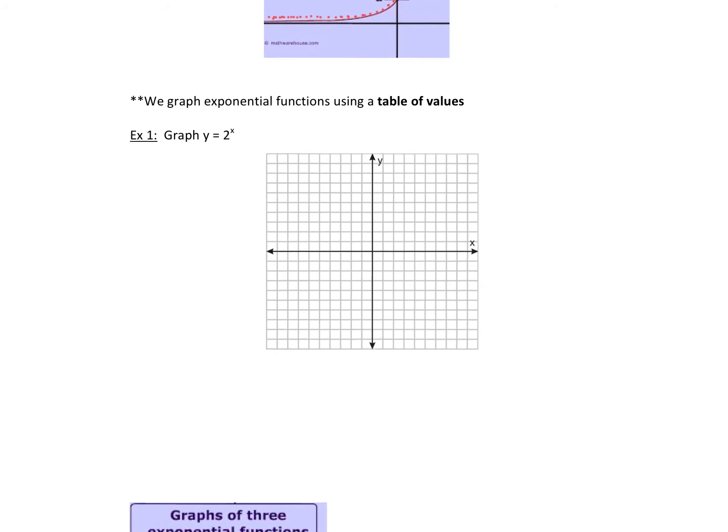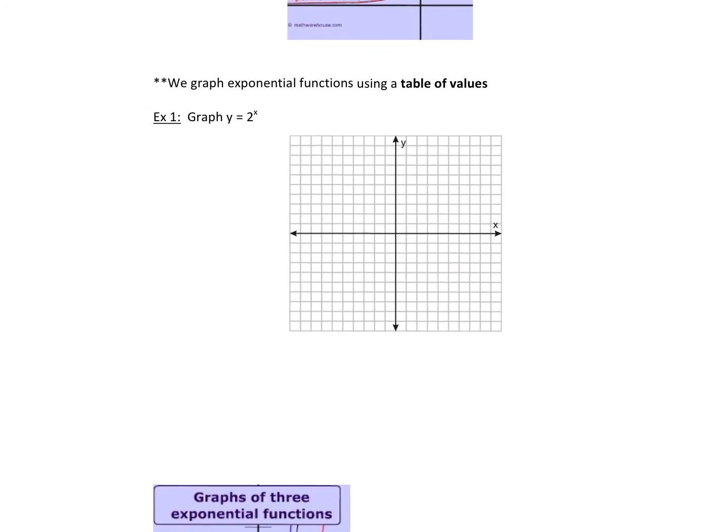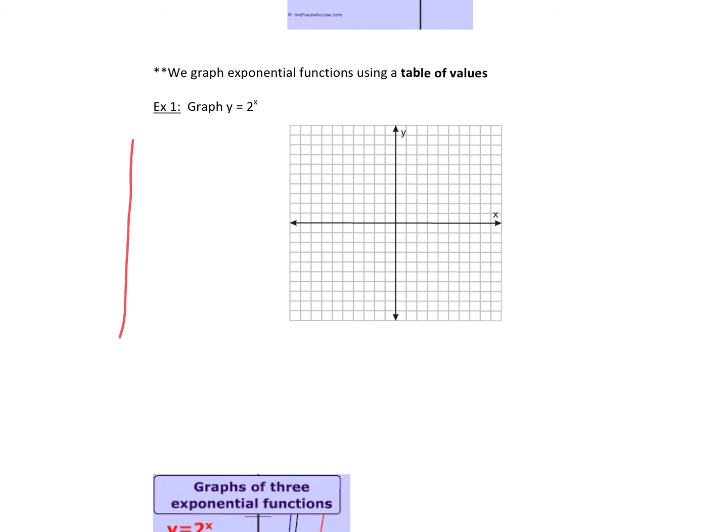To graph these, we're always going to be using a table of values. So for your table of values, I'm going to do 3 columns, 1 for x, on the right for y, and in the middle I'm going to do work. We're going to be using our knowledge of negative exponents and positive exponents to evaluate these. We're not going to be using the calculator for this. It's actually faster and easier to do it without the calculator. Generally, I would pick x values from -3 to +3.